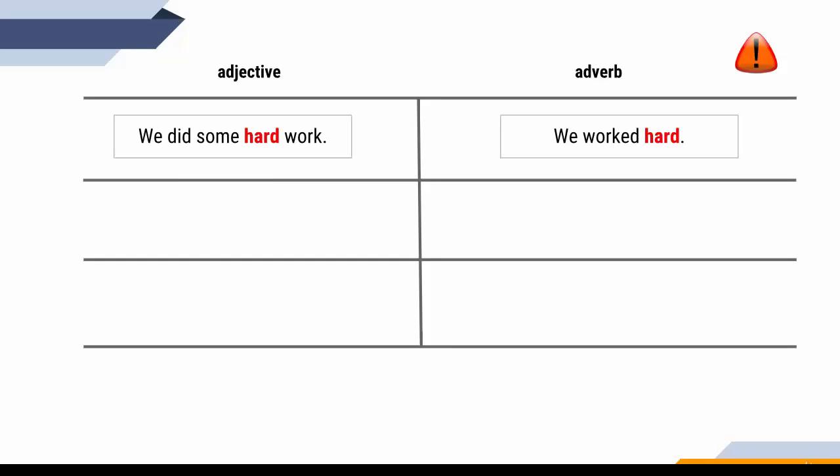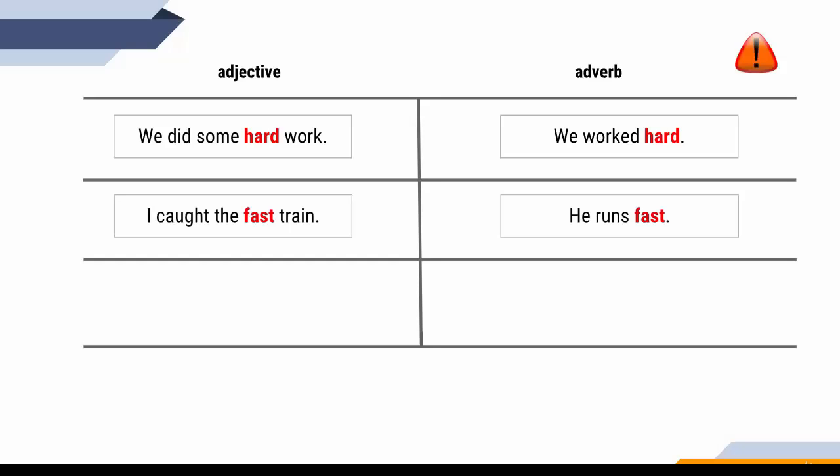Something else that you need to remember. We did some hard work. He worked hard. Adjective and adverb one and the same. When you want to say that the work was hard, you use the adjective. Adverb has absolutely the same form. One more example like this. I caught the fast train. He runs fast, not fastly, please.